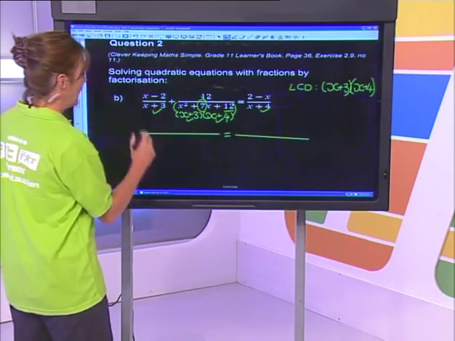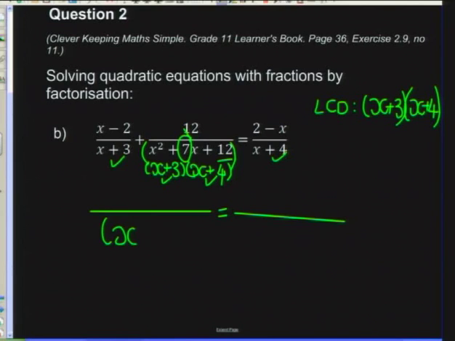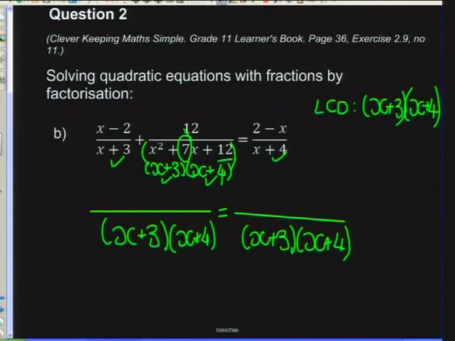Okay. Right, the lowest common denominator is going to be x plus 3, and it's going to be x plus 4. So x plus 3, x plus 4. Okay. Right, my numerator, this numerator over here, let's change our color pen.